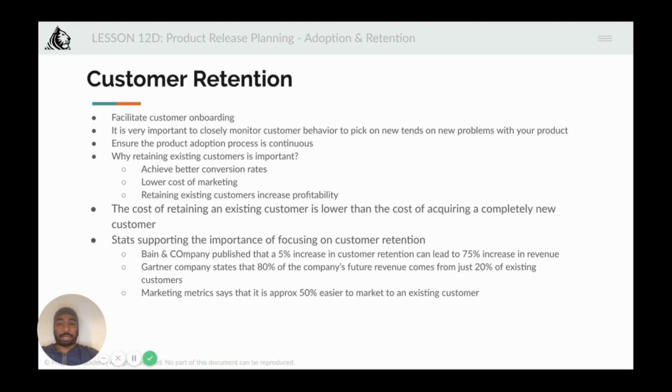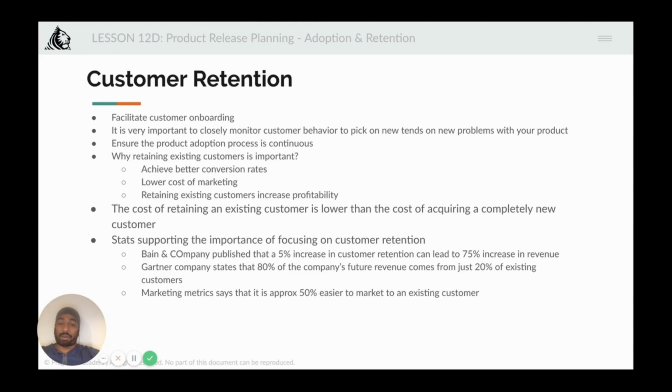Another important thing is why customer retention is so important: the cost of retention in general is lower than the cost of adoption. So if you can retain more people, you'll be able to grow your user base much faster, at a much cheaper rate than purely by adoption, right? For example, Bain and Co. published that a 5% increase in customer retention can lead to a 75% increase in revenue, because a few things start happening.